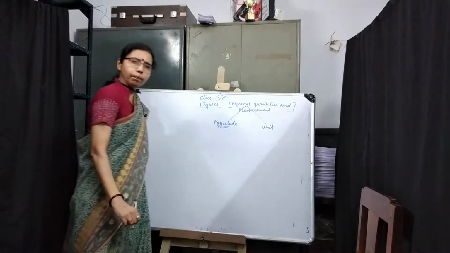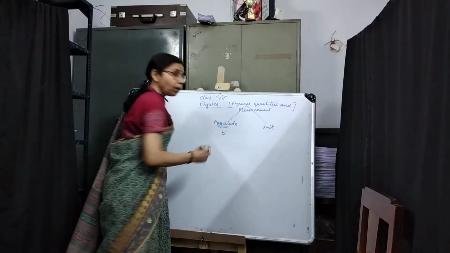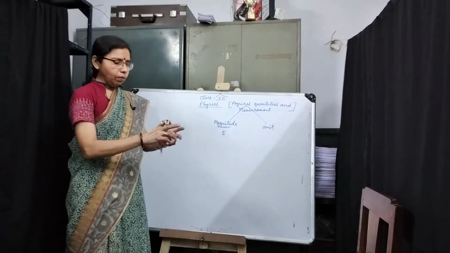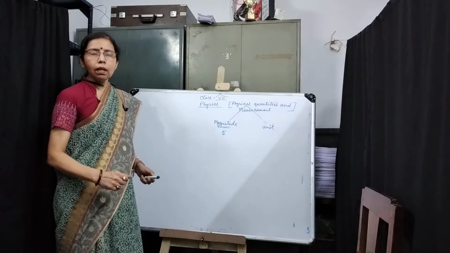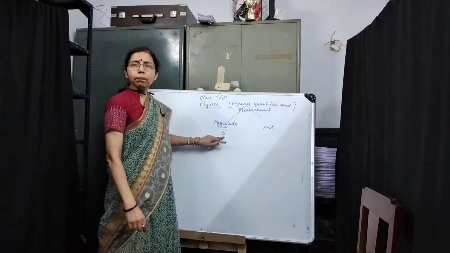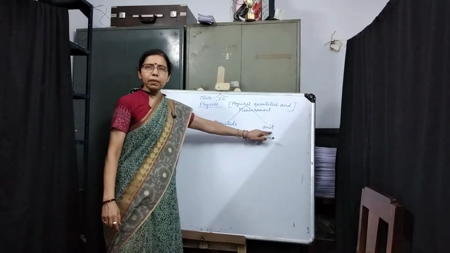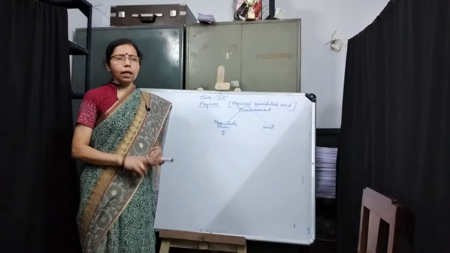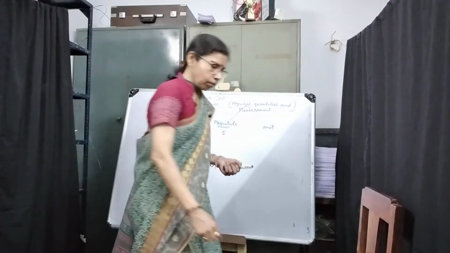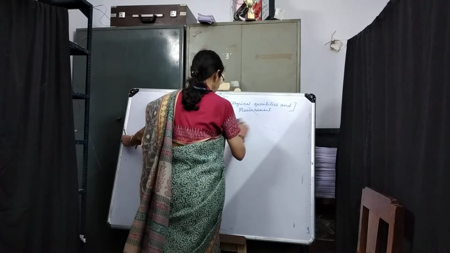Magnitude means value. How much distance did you cover? We can say 5, but 5 alone does not express it. What is the length of a pencil, or the length of the room? How can we measure it? We say 5, but is it 5 centimeters, meters, or kilometers? That is expressed by the unit. So a physical quantity always needs two things: the magnitude, and the unit.